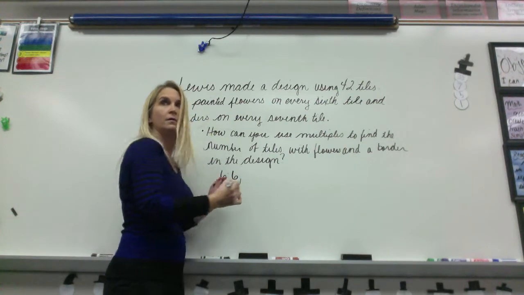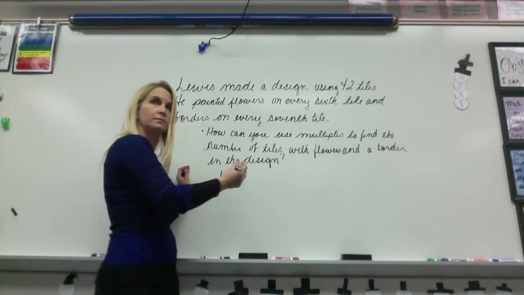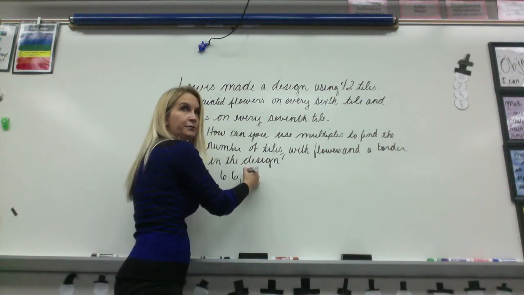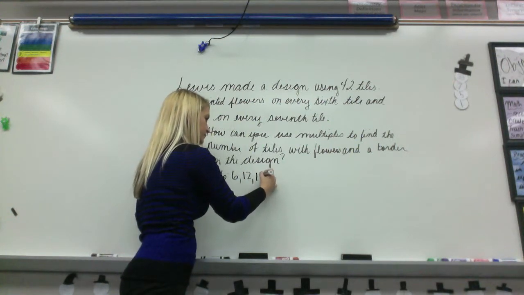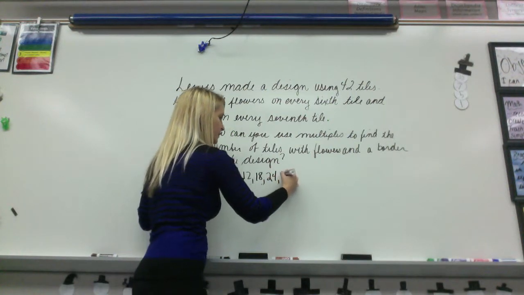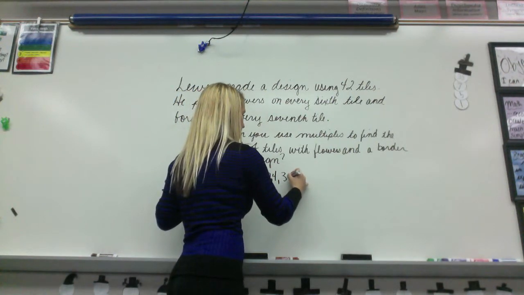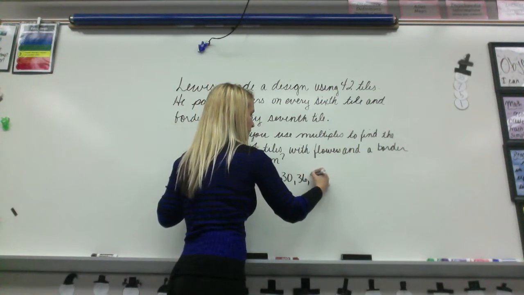I got 6 times 1. 6 times 2. What is 6 times 2? 12. Okay, give me the next one. 6 times 3, 18. 6 times 4 equals 24. 6 times 5 equals 30. 6 times 6 equals 36. And 6 times 7 equals 42.